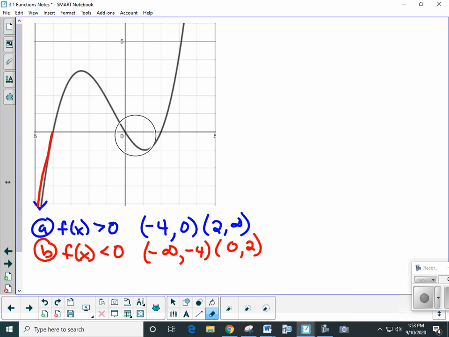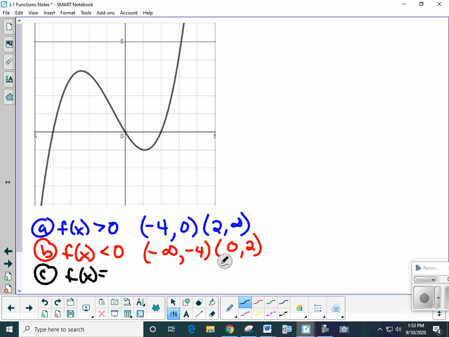Okay. Where is the function equal to 0? f of x is equal to 0. Well, that's going to be where the graph crosses the x-axis. So those are not intervals. Those are actual x coordinates. So x equals -4, x equals 0, and x equals 2.